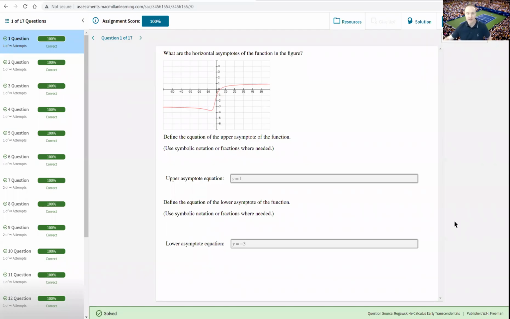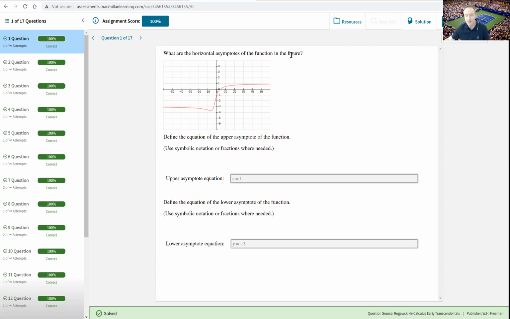Hi all, we're taking a look at the Achieve homework assignment for section 2.7. When I looked at the problems that I was assigned in this section, for the first one, there's really no work to show. You just need to be able to read the graph. It's asking what are the horizontal asymptotes of the function in the figure.